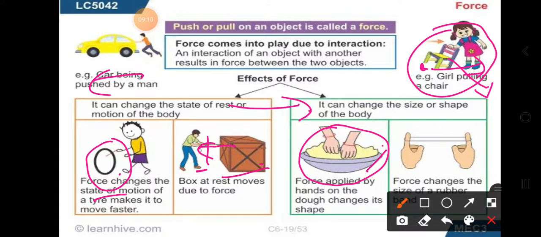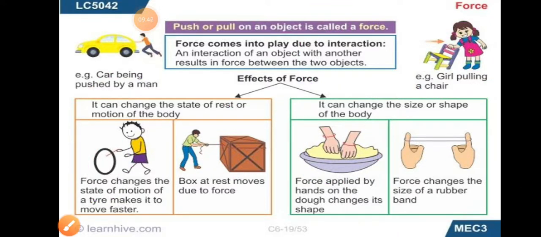And one more important thing: it allows a moving object to go faster, or it allows a faster-moving object to move slower. It can even change the direction of the object. Like when you are riding a car or a bicycle from one place to another, when there is a turning, you apply the force and change the direction. So force is used to do several things.